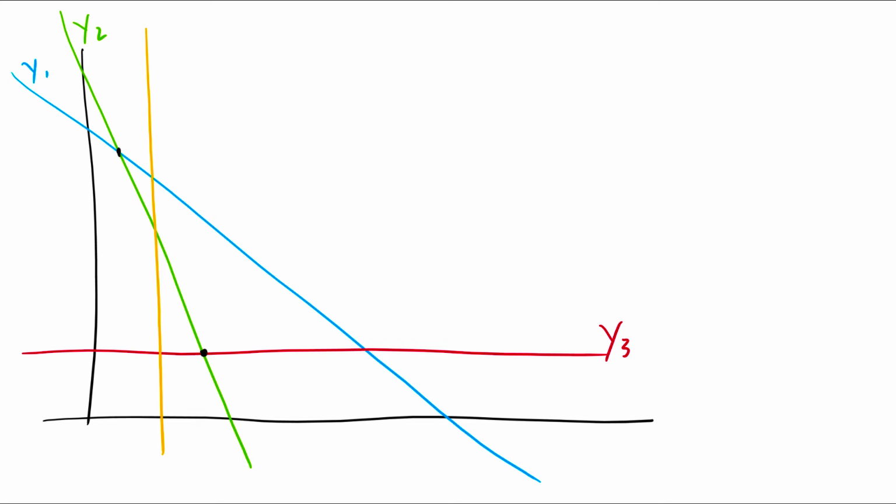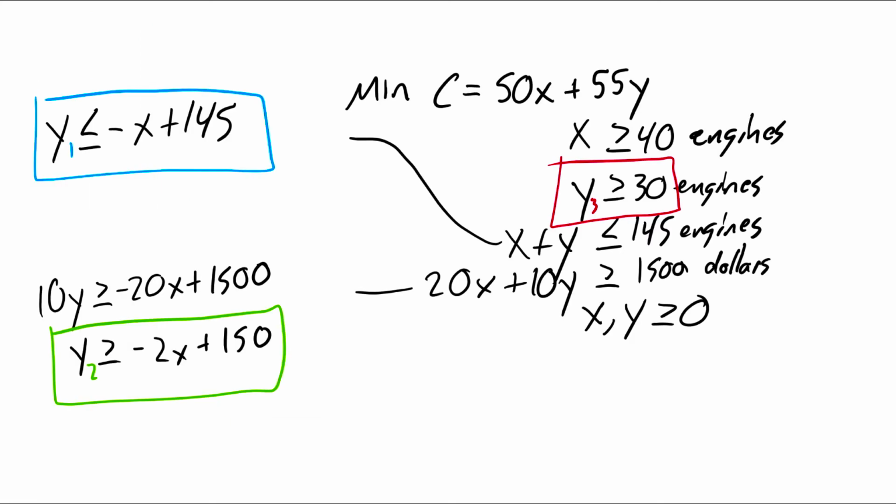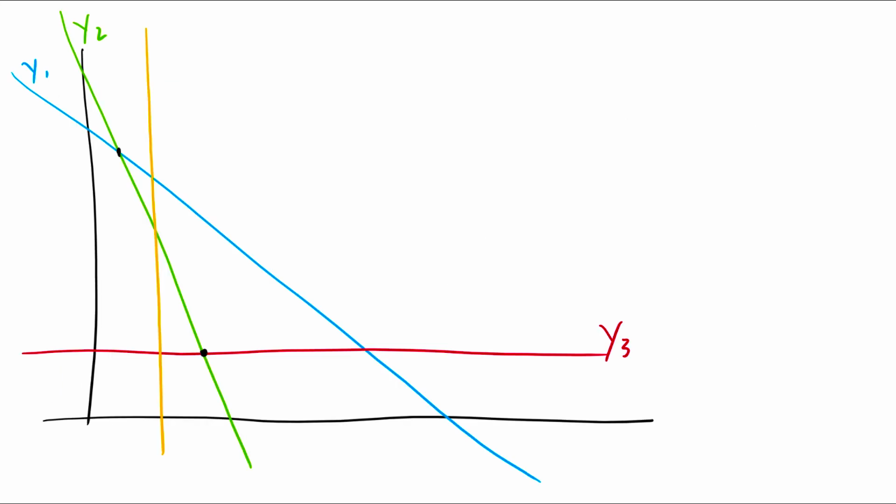All right, so now let's look back at our inequalities. y1 is less than or equal to, y2 and y3 are greater than or equal to. So for y1, less than or equal to, we're just going to shade just a little bit below it just so we can get a good idea. And then y2 and y3 are greater than or equal to. So y2 will shade above that line. And then y3 will shade above that line.